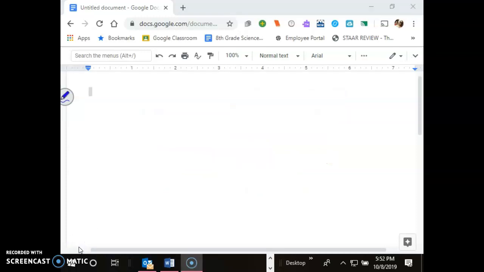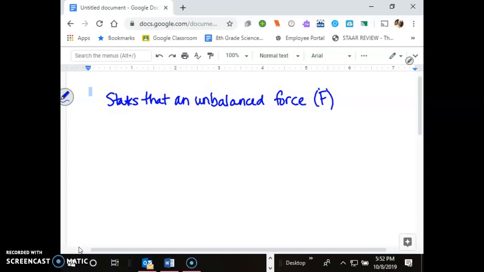So the second law states that an unbalanced force, which of course is always going to be F, acting on an object causes acceleration. And that makes sense. We know that if we apply a force to an object, whether it's a push or a pull, it's going to cause acceleration. Okay, we know that.